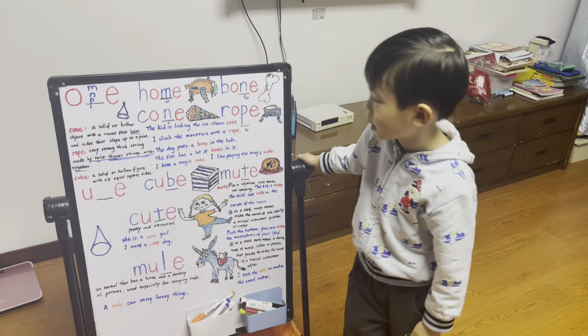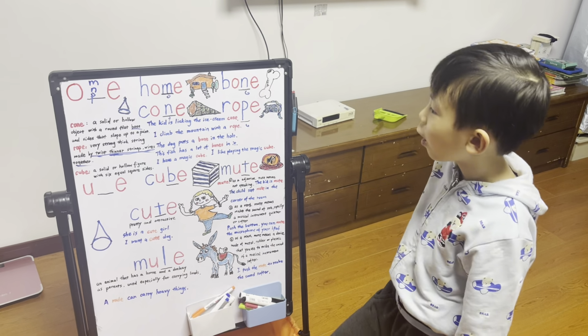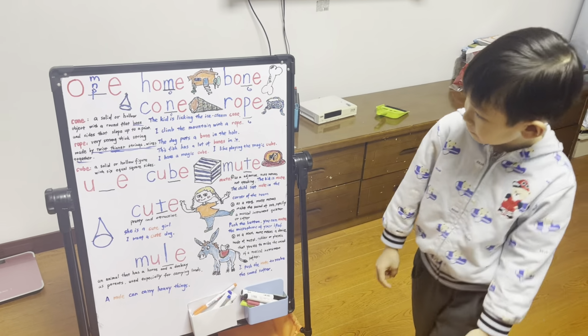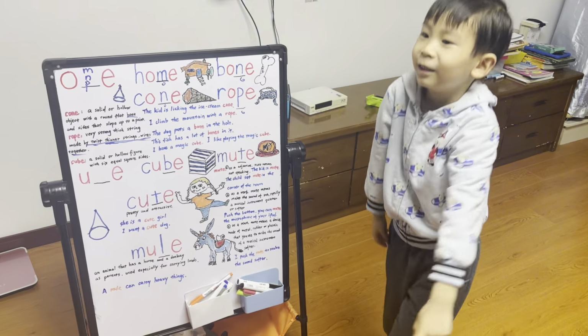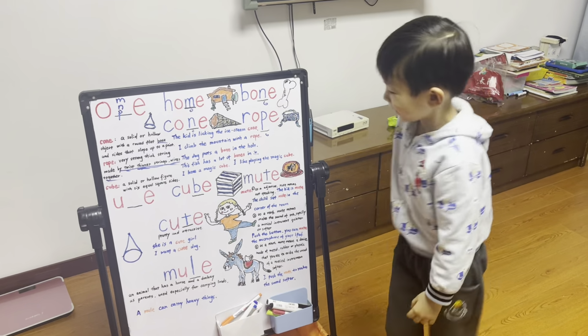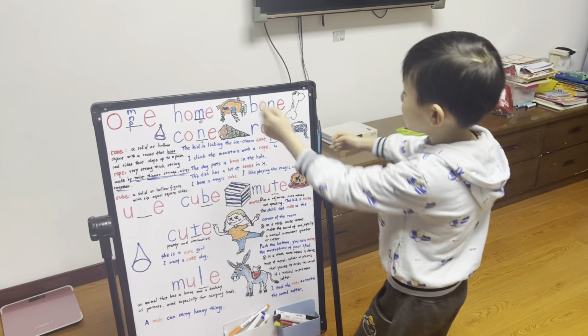How do you say O and E? There is a letter between O and E. Home, okay? There is our home. Okay, good. Everyone read it once. There is our home. Mommy. There is our home. Good. Okay, B-O-N-E. How do you say B-O-N-E?